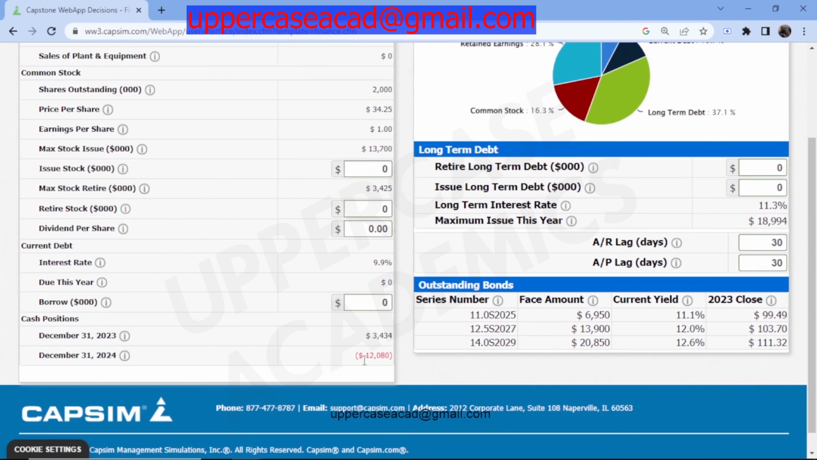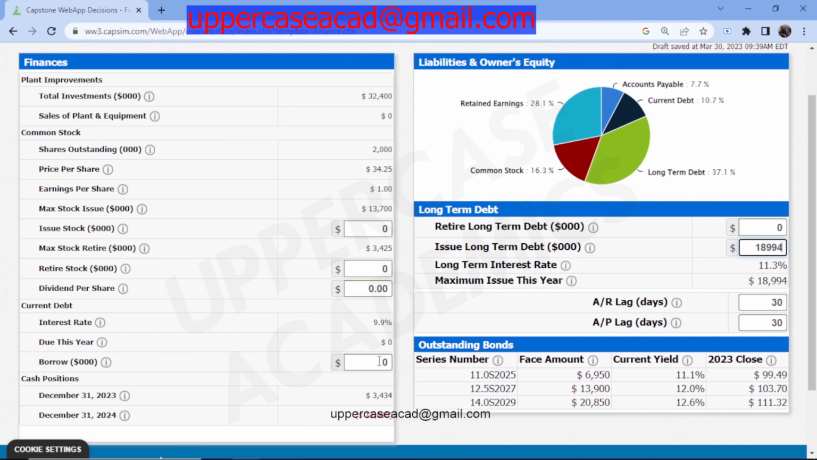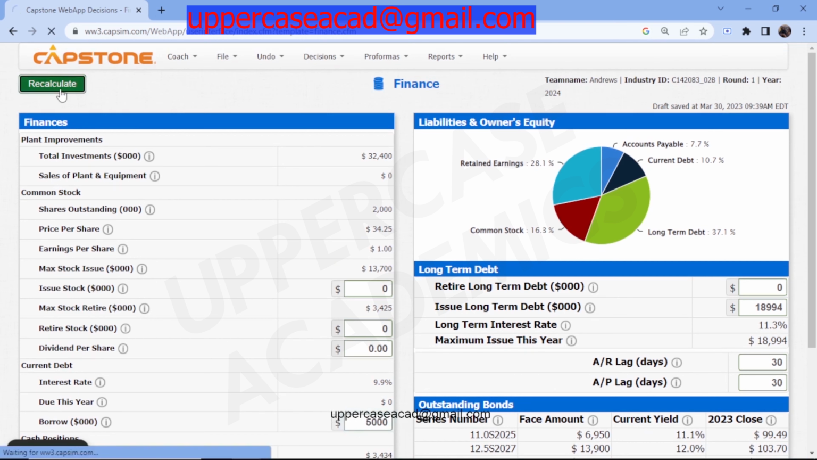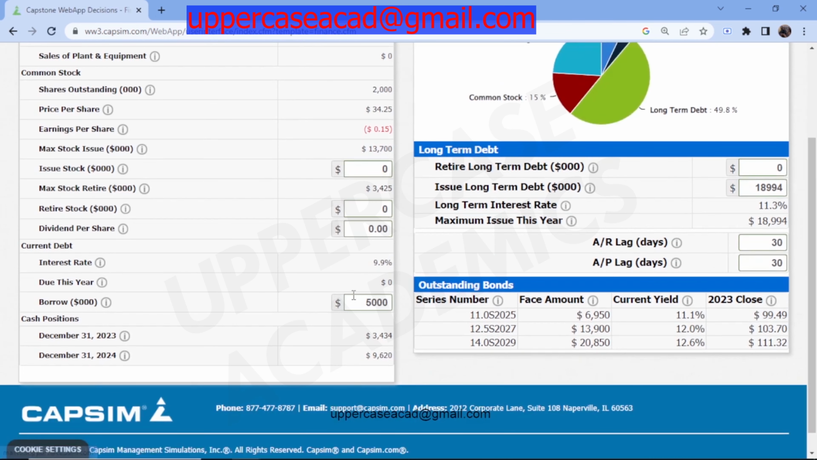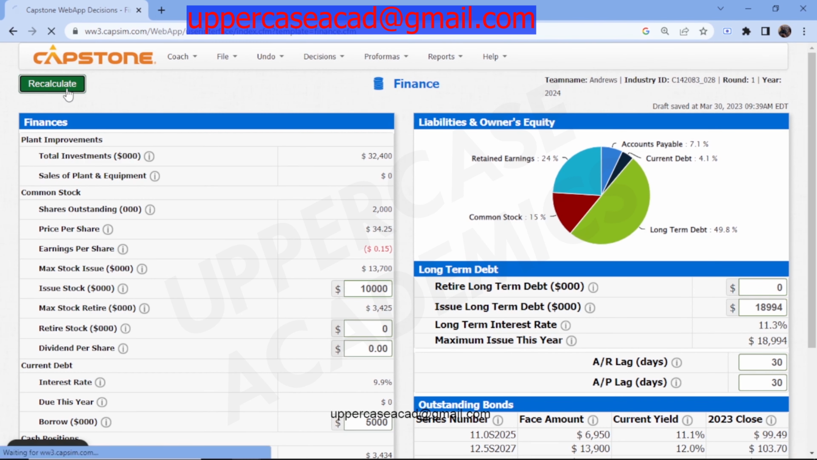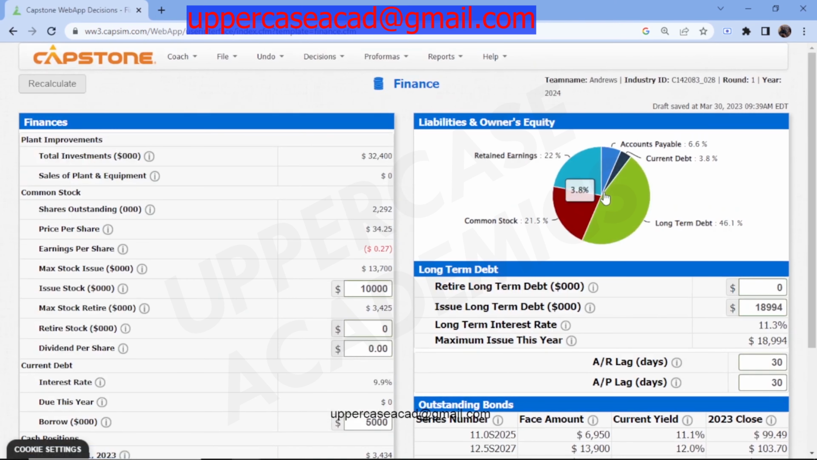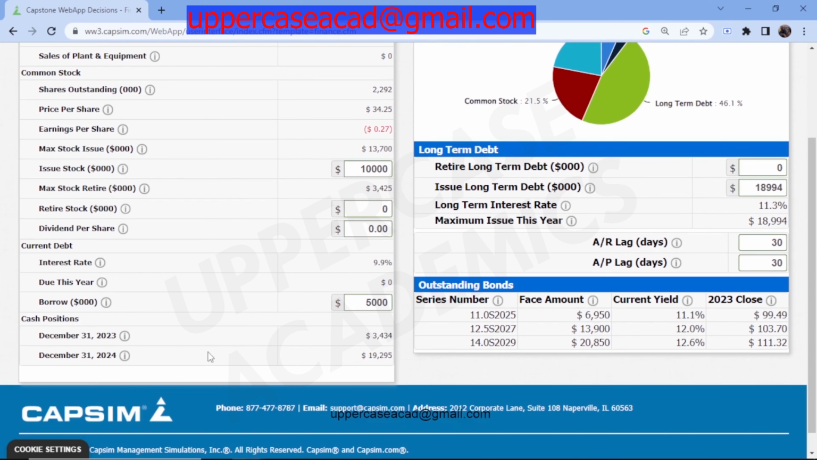For the finance section, you can see that I'm having a deficit here. So let me just invest the maximum. I'll take 1884. Then for current debt, I'll take 5,000. So that's 9,000. Then I'll take 10,000 in terms of stock, so that I can balance my finance. So that's my cash position in December of the next year, 19,295.